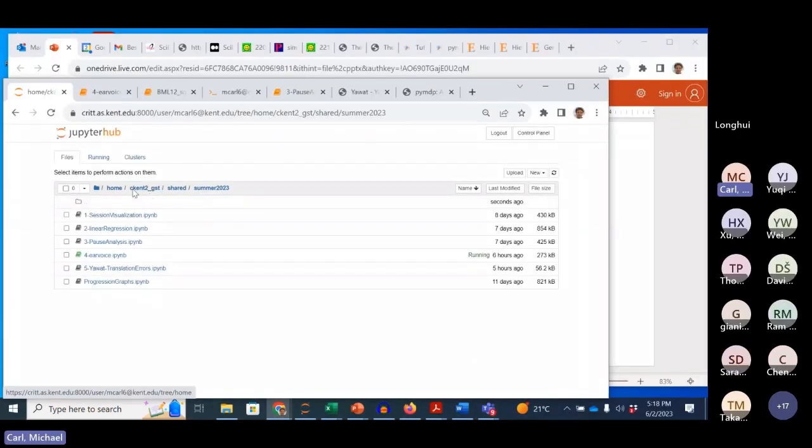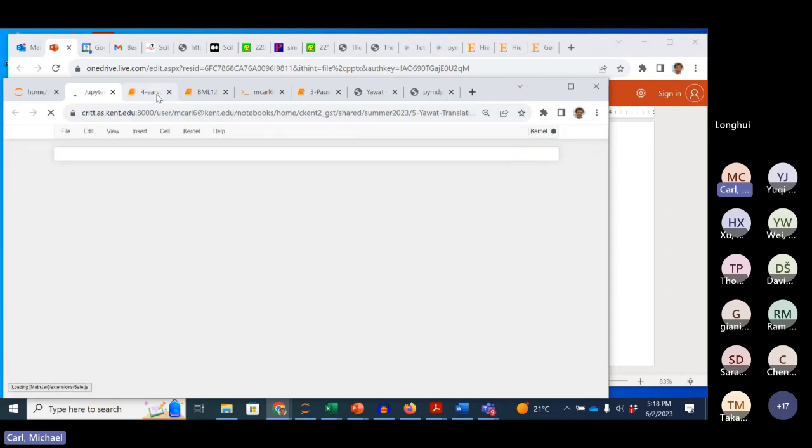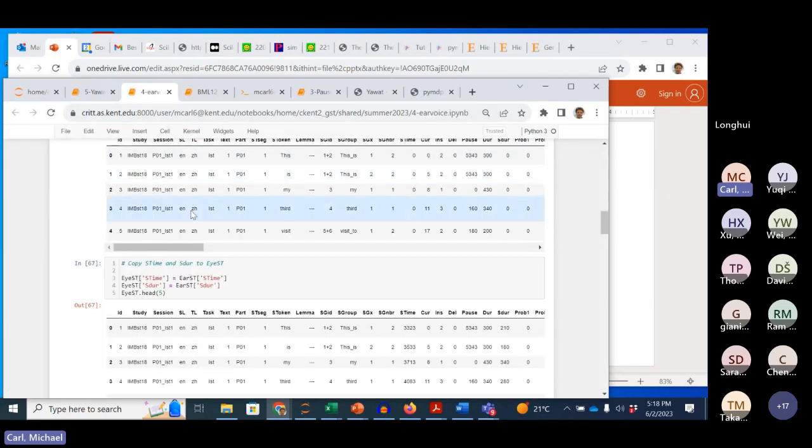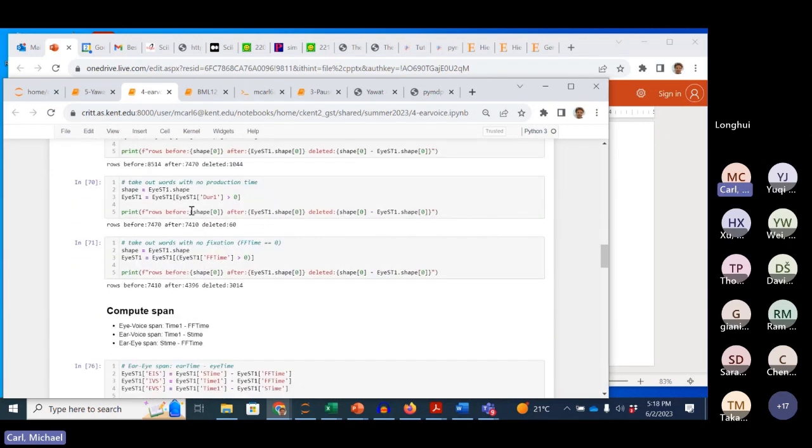Okay, so everybody knows that we have this folder here under the CRITT guest account shared summer, and then we have all these different notebooks that we already discussed. And for this session today, for the session yesterday, we have this notebook that I already went through.